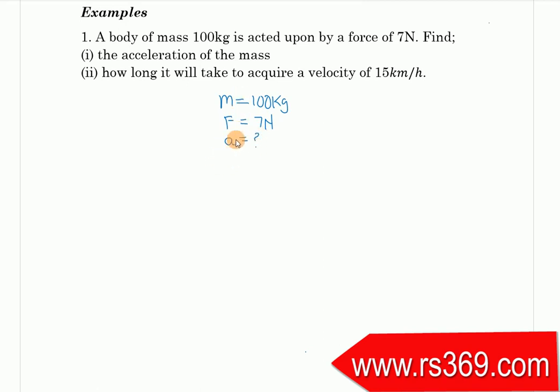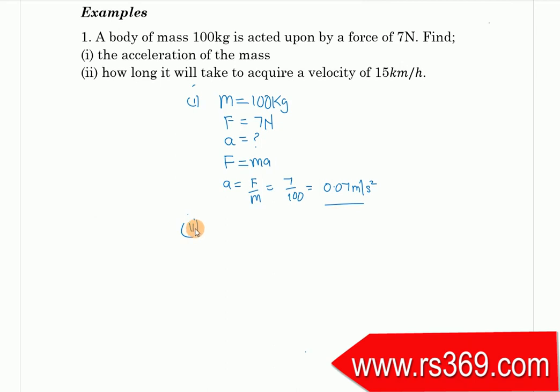We are looking for acceleration, but remember Newton's second law gave us the formula F is equal to ma. That implies that a is equal to F over m, which is 7 over 100. You can write this as 0.7 meters per second squared. That is the acceleration. So this is Roman 1.